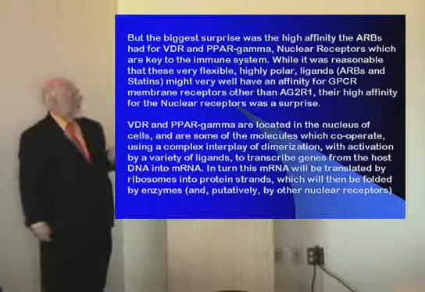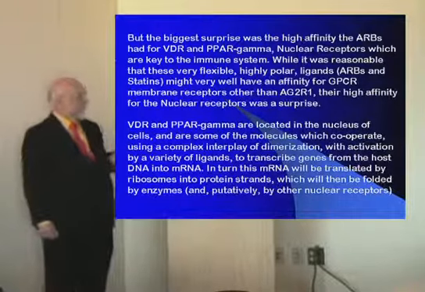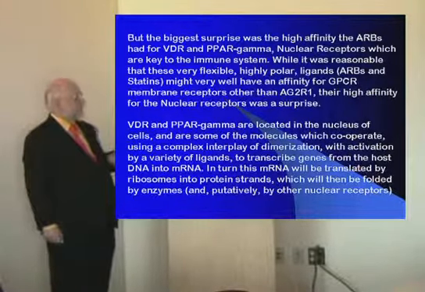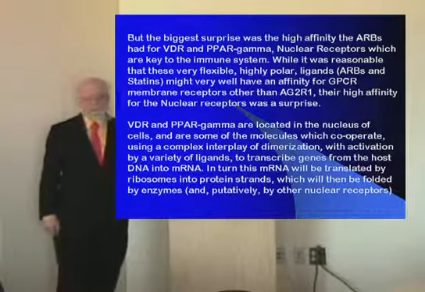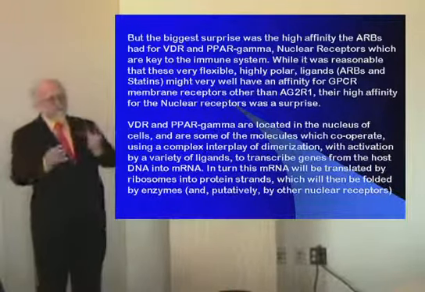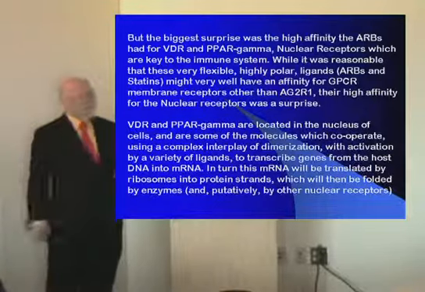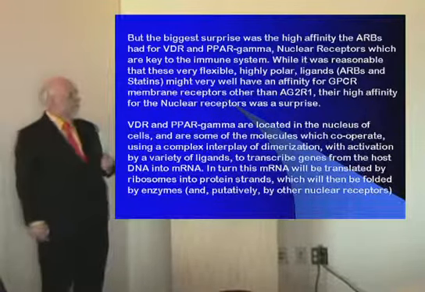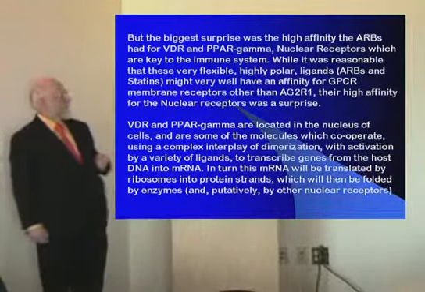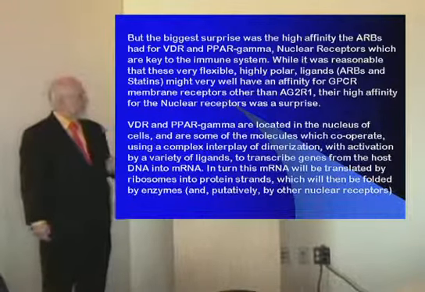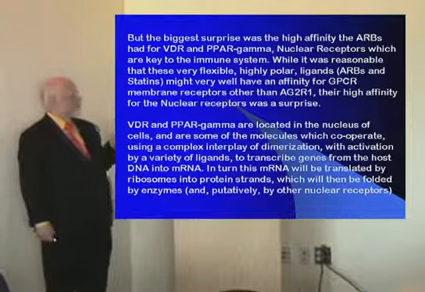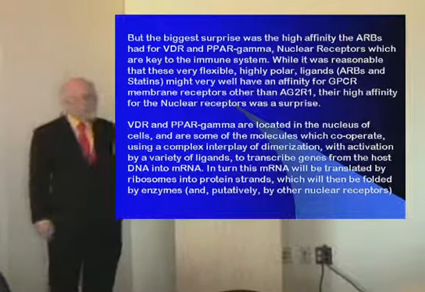VDR and PPAR gamma are located in the nucleus of cells and are some of the molecules which cooperate using a complex interplay of dimerization. Dimerization is where proteins bind to each other to form multiple complexes called dimers. With activation by a variety of ligands, and I'll talk about this a little bit more in a later slide, which transcribe genes from the host DNA into messenger RNA.